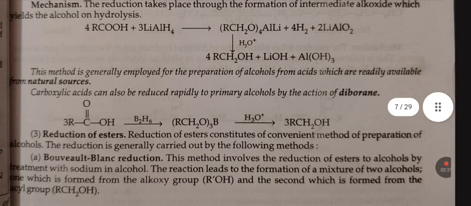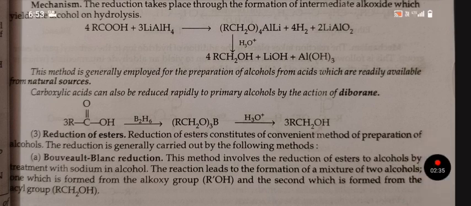Reduction of esters. Reduction of esters is a convenient method of preparation of alcohols. The reduction is generally carried out by the following methods. First, Bouveault-Blanc reduction. This method involves the reduction of ester to alcohol by treatment with sodium in alcohol. The reaction leads to the formation of a mixture of two alcohols, one formed from the alkoxide group and the second formed from the alkyl group.